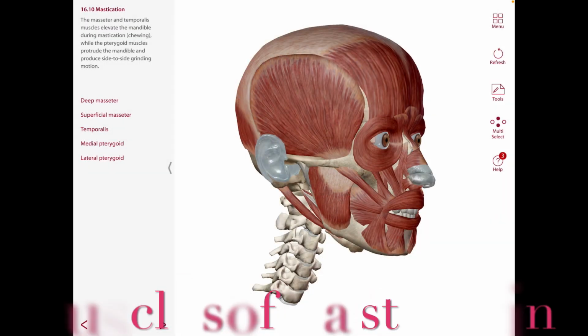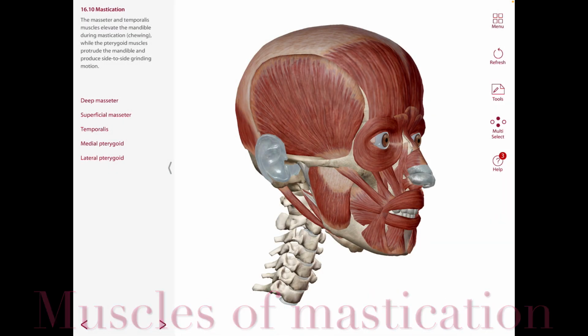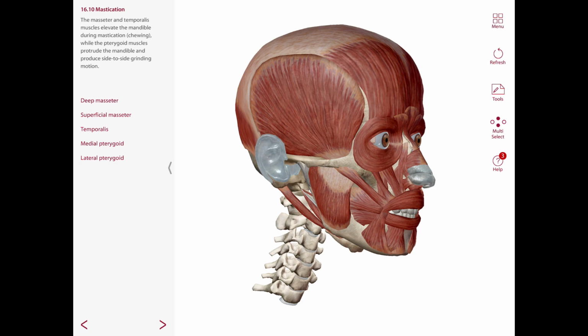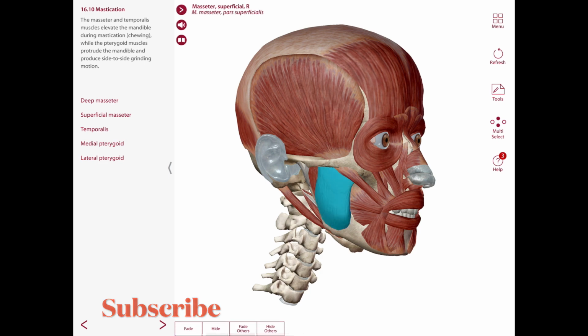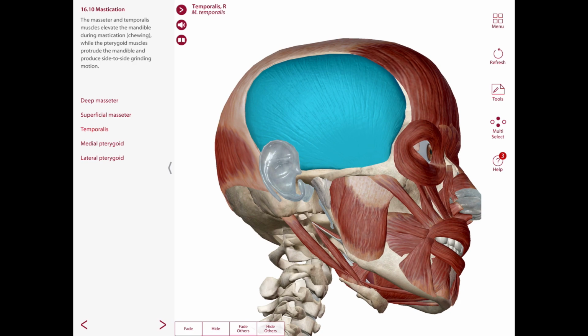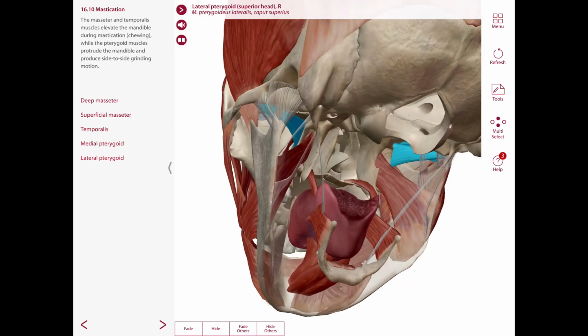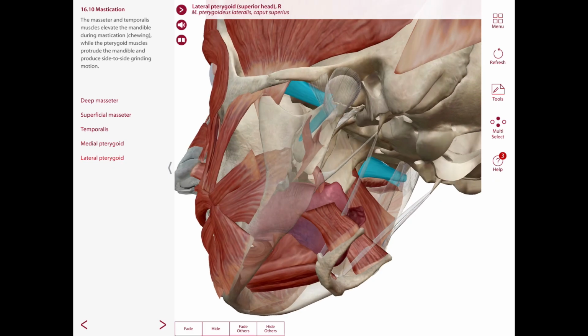Now let's talk about the specific muscles of mastication. For this we have a couple of muscles, including the masseter. We also have the temporalis muscle, the medial and lateral pterygoid, which are these muscles more internally. And all of these muscles are innervated by the branches of the mandibular nerve V3.